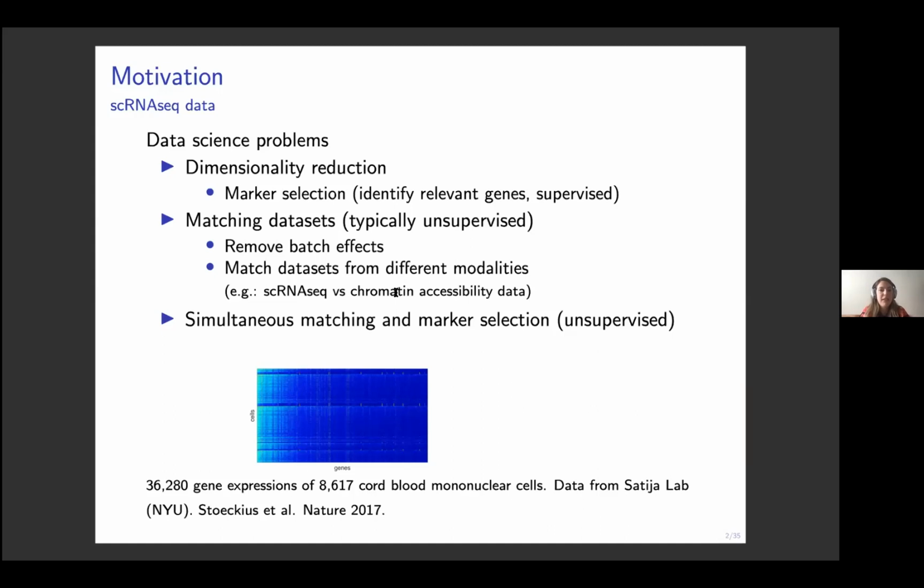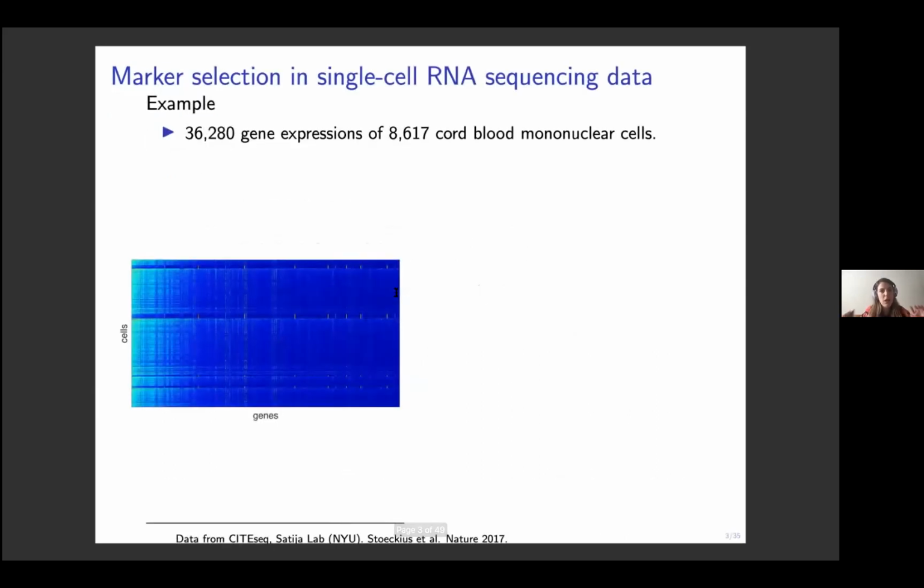Or maybe you have data from different modalities. So you may have data from single cell expression, but also you can have chromatin accessibility data, and you want to find the correspondence between these two data sets. So what cell expression corresponds to their chromatin accessibility. And so this is a hard problem, the matching problem. We're going to discuss both of them and the idea of how to combine ideas from marker selection and matching in an unsupervised way. So let's start with the marker selection problem.